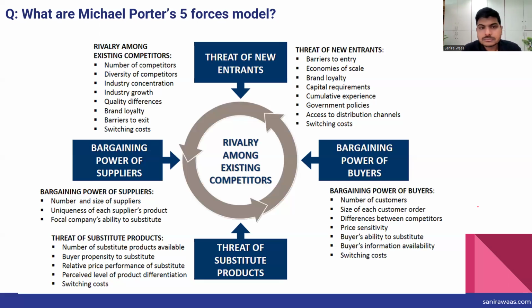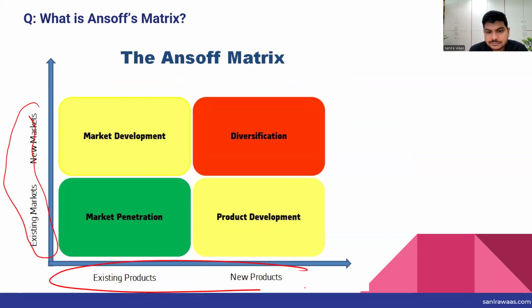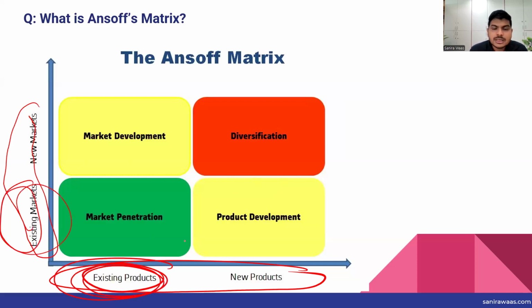Okay, next one is Ansoff's matrix, right? Ansoff suggested that when you are introducing a business, you have to decide on these two aspects and see where you are fitting your product into. You have two ways of understanding: either you can focus on markets, or you can focus on your products. One option you have is to provide an existing product to an existing market. The only way you can do that is through market penetration.